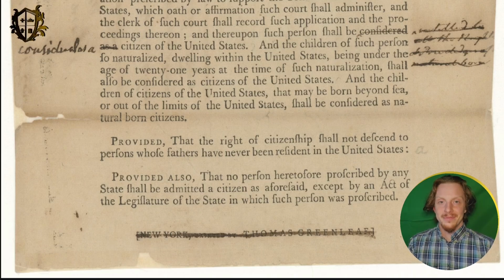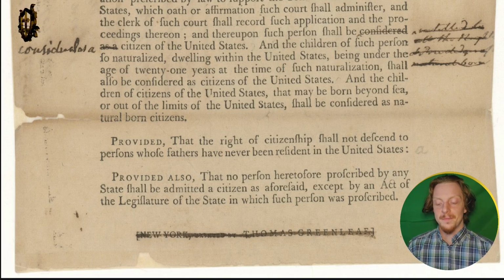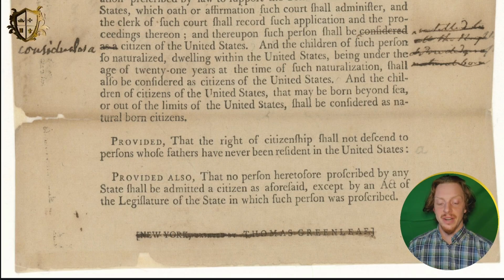Now here's the part that's very important for the states determining citizenship of their state. Provided that the right of citizenship shall not descend to persons whose fathers have never been resident in the United States. So I got a little bit ahead of myself, but that's a very important clause as well. Provided also that no person heretofore proscribed by any state shall be admitted a citizen as aforesaid, except by an act of the legislature of the state in which such person was proscribed. Ultimately, the states determine who is and who isn't a citizen.